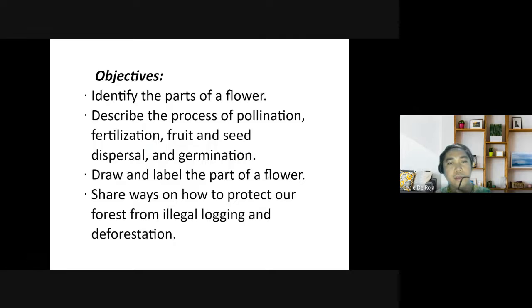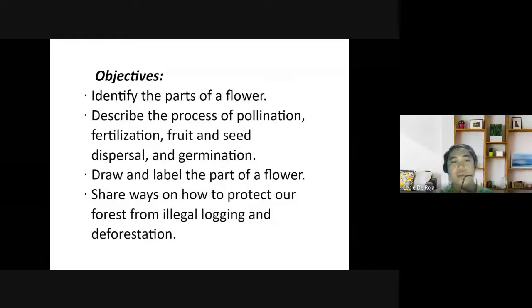Okay, these are the objectives. Identify the parts of a flower. Describe the process of pollination, fertilization, and fruit and seed dispersal. Draw and label the parts of a flower.